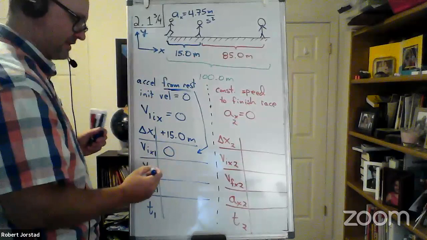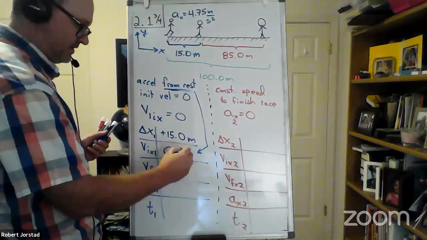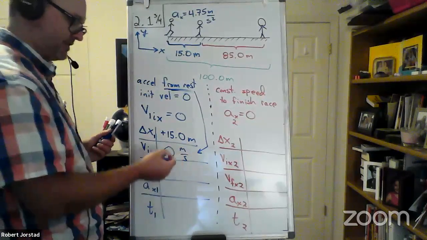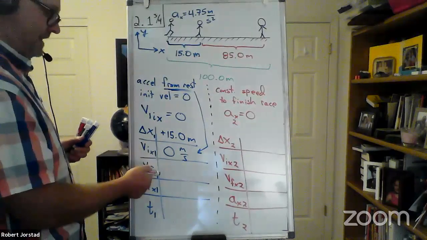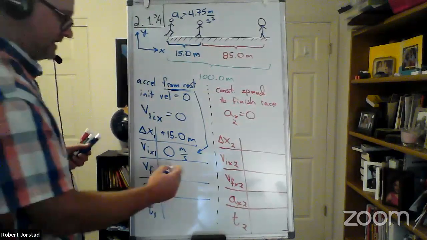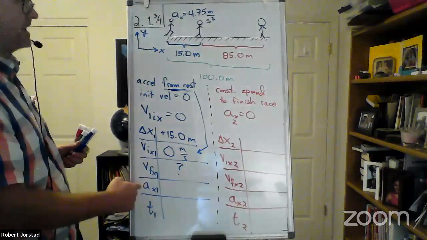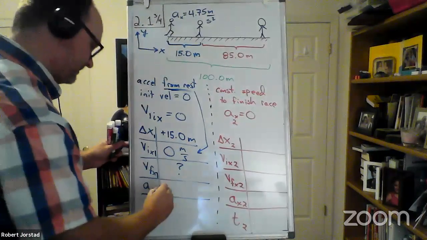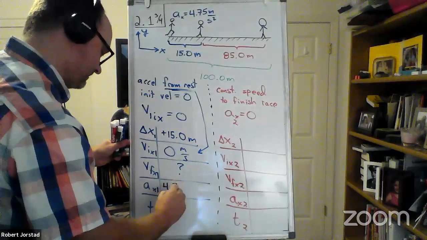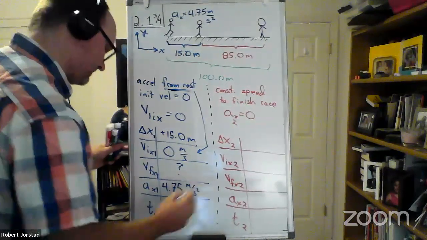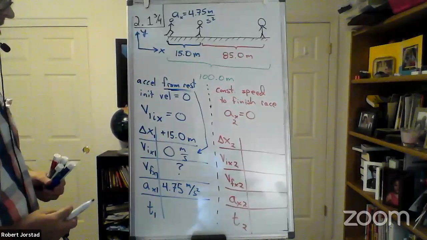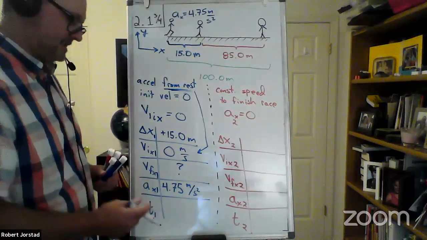That tells me this is 0 meters per second. I'll put the units on just for practice. Obviously 0, you don't need to write any units because 0 is going to be 0. The final velocity, I don't know what that is. The acceleration was given to us. And then the time, I didn't see that anywhere.